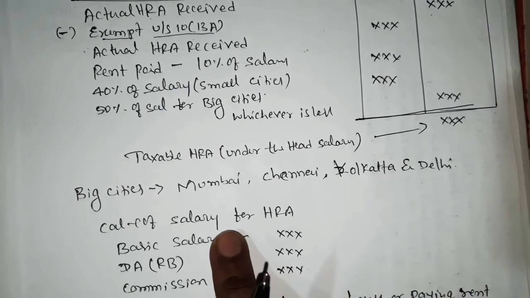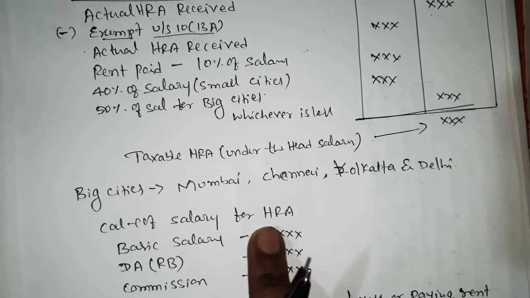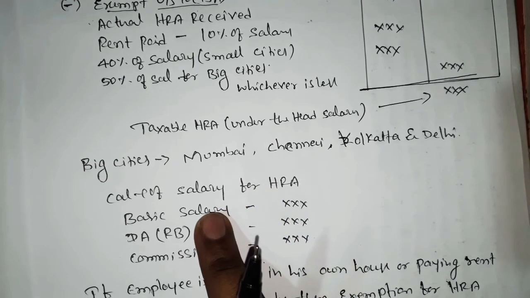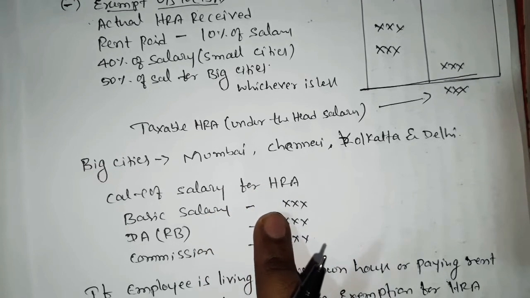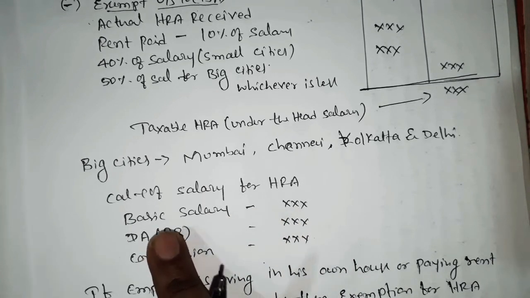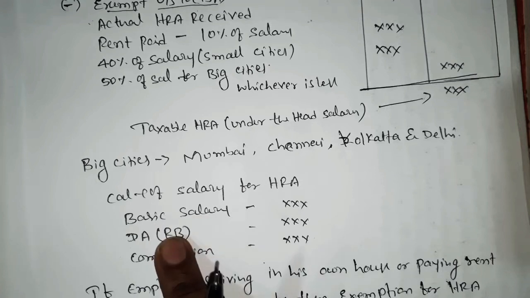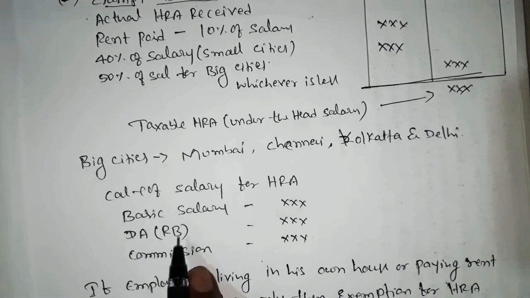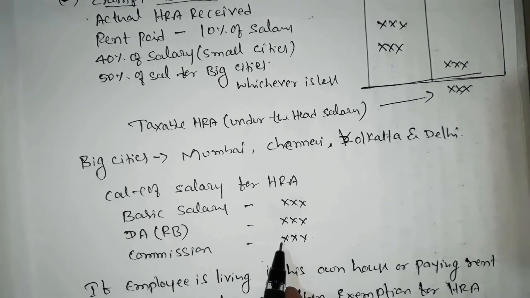Next, we will go for the calculation of salary for HRA. Number one is the basic salary. Next, DA is compulsory; it covers the retirement benefit. DA must compulsorily be taken if it covers retirement benefit. The commission on a fixed percentage of sales should also be taken, as provided in the problems. I will explain when the problem arises.